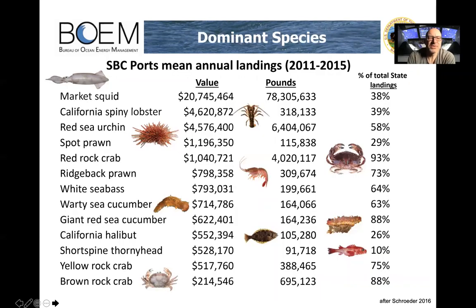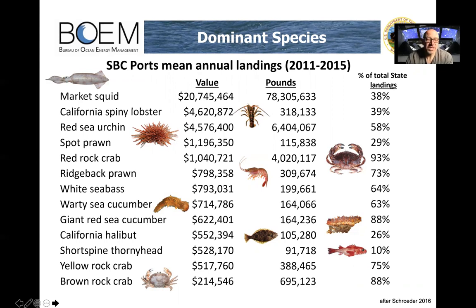Okay, so now this may not make sense to some of you that aren't fishermen or haven't thought about your seafood, but these are the typical things we see here in California. So market squid is Loligo. That's what we eat as calamari. That's what calamari is.